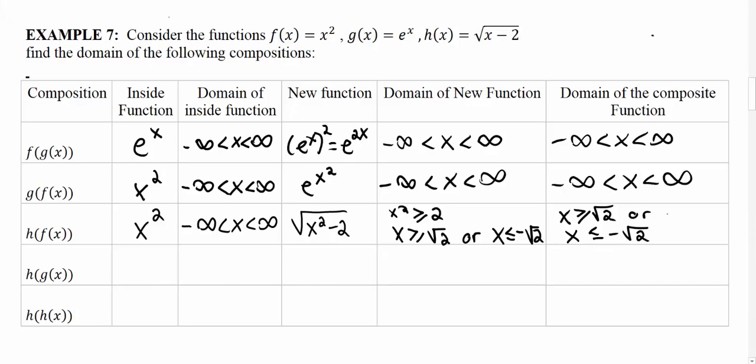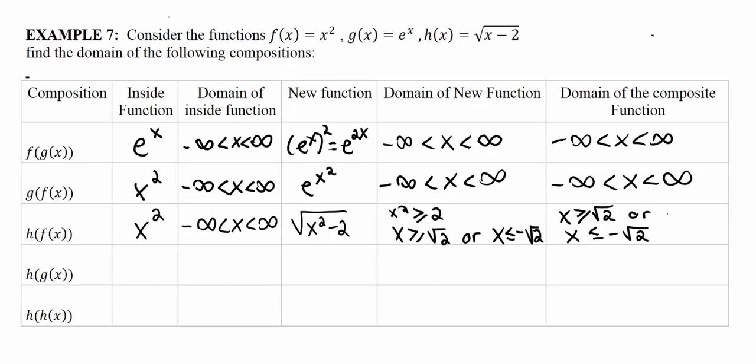If you try something like 5, you'll find that the square root is going to be a positive number, which is what we need, and 5 is greater than the square root of 2. If you pick something less than negative root 2, like negative 10, and you square it, you get 100 minus 2, which again is a positive number. And if you test anything in between, you'll find that whatever is underneath the square root ends up being negative. So we don't want anything between negative square root of 2 and square root of 2.